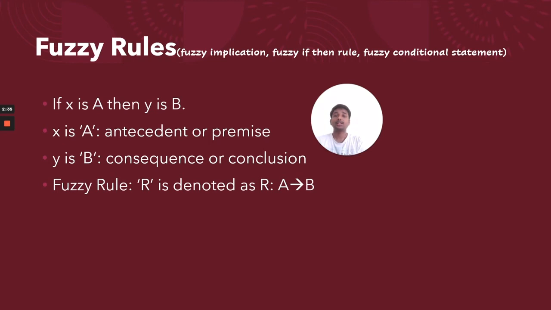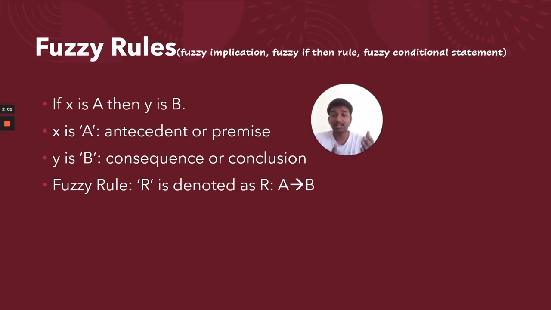fuzzy rules. These are also known as fuzzy implication, fuzzy if-then rule, fuzzy conditional statements. Here you can see, if x is A, then y is B. X is A is the antecedent or premise, and y is B is the consequence or conclusion. These are the if antecedent, then consequence. If premise, then conclusion, like that.